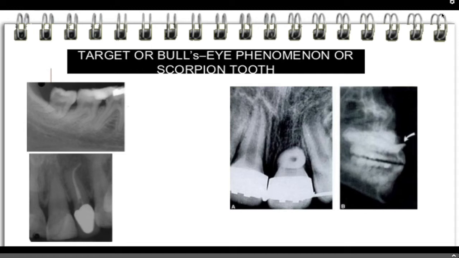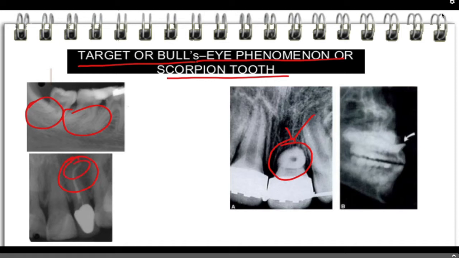So next are a few radiographic appearances. For example, if you see this radiographic appearance, I hope you know this is dilaceration, the bending of your root. So dilaceration can sometimes appear like this on a radiograph. If they ask a question, you can consider this as dilaceration. This dilacerated tooth has some appearance, called the target or bull's eye appearance. Sometimes it is also called scorpion teeth because it has a bend. So it is called scorpion teeth, or bull's eye phenomenon, or target bull's eye phenomenon.